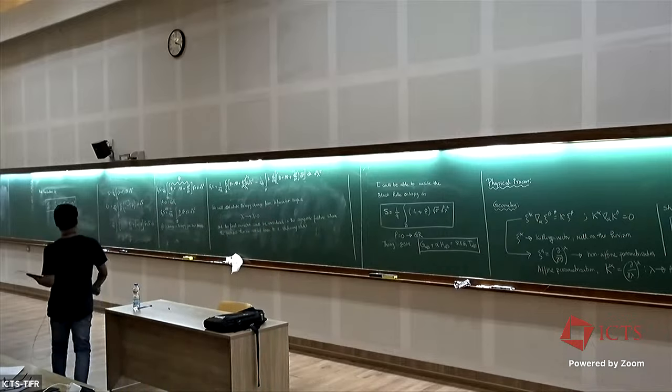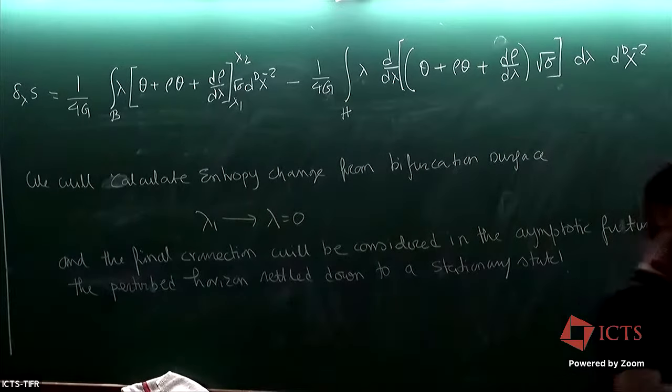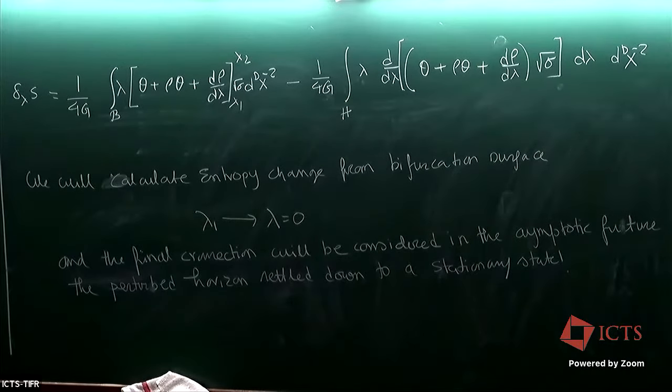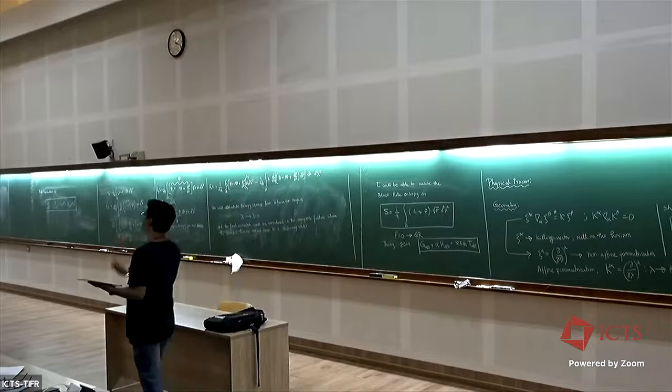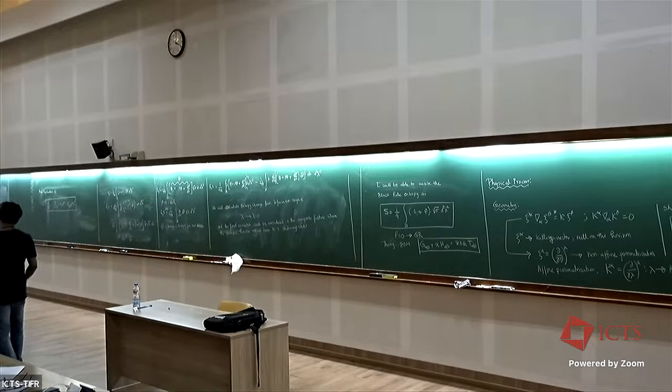But what about the final cross section? I will integrate up to the final cross section where all this perturbation and whatever I have done has died down, and the black hole has settled down to an asymptotic stationary state. This is a big assumption.